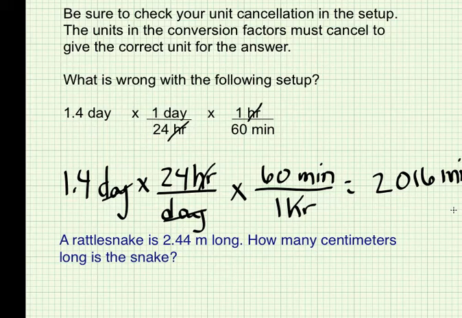I've got my unit, but my significant figures is incorrect. So let's take a look at this. How many significant figures do I want in my solution? These are numbers that don't have significant figures. There's exactly 24 hours in a day. There's exactly 60 minutes in an hour. But over here we've got two significant figures, and I want two significant figures in my answer.